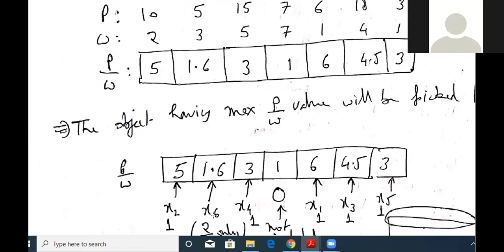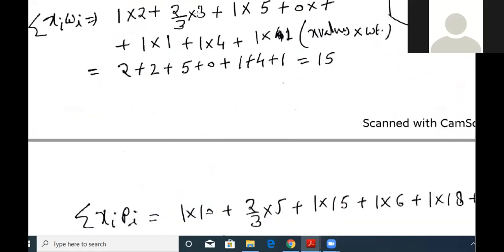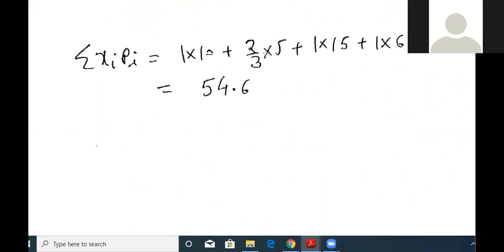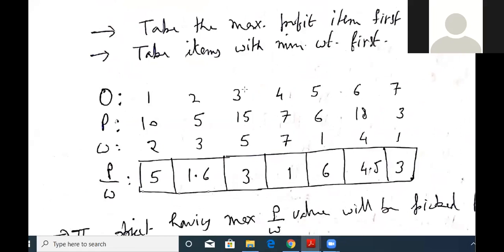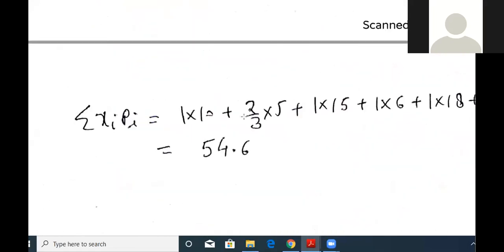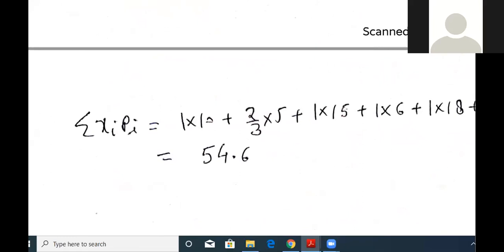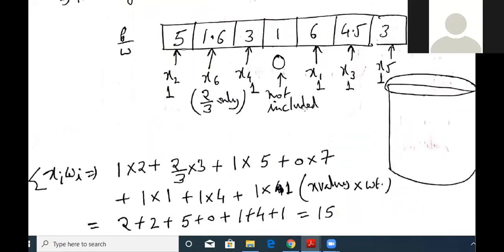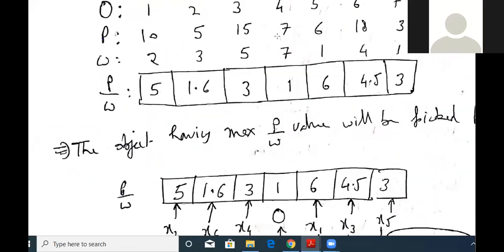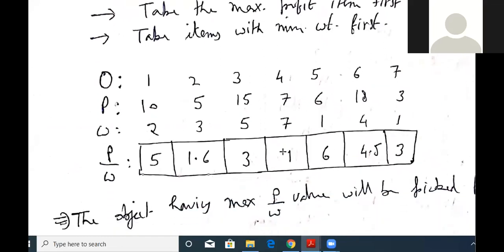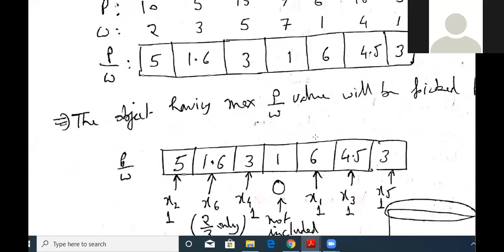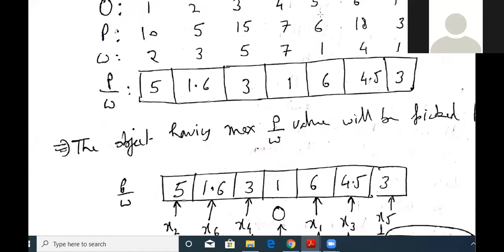The second value is the xi value into profit. Here the xi value is 2 by 3 and the profit is 5, so 2 by 3 into 5. Like this, 1 into 10, 2 by 3 into 5. Now the next x value is 1 and the profit value is 15, so the next entry is 1 into 15. Now the fourth entry is 0, so it doesn't affect our result, since anything multiplied with 0 becomes 0. The next entry is 1 into 5.